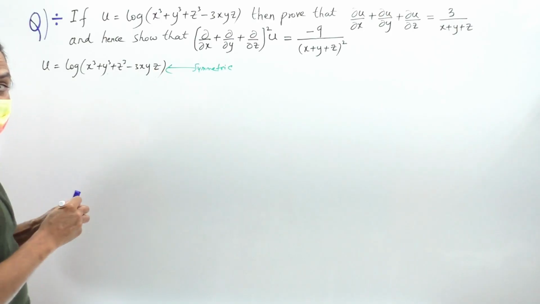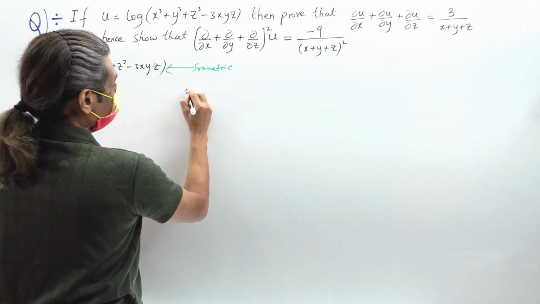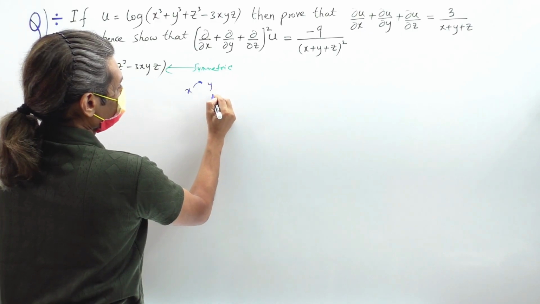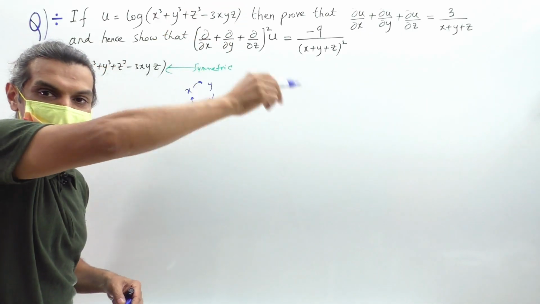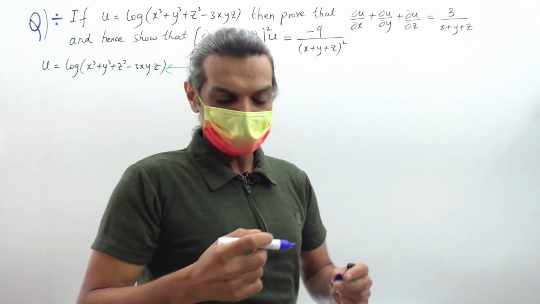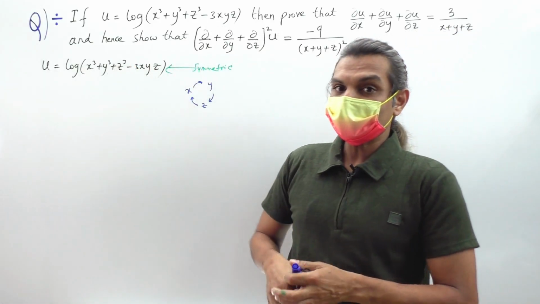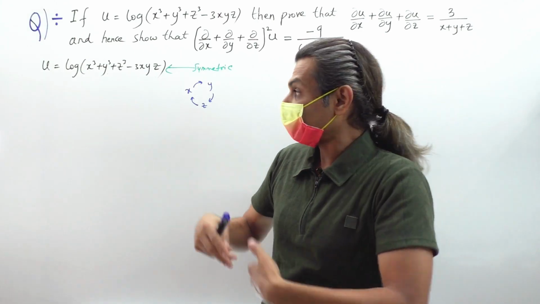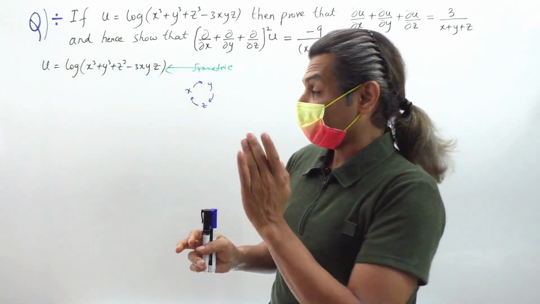If I change x to y, x will become y, y will become z, and z becomes x. The symmetric cycle keeps on continuing. I hope you understood this now. So first see the question. In the question, we can change x to y, y to z, z to x, and the question remains the same, it's symmetric.